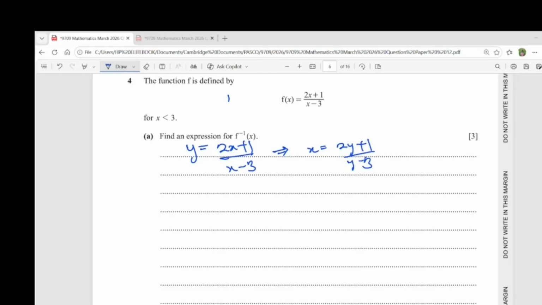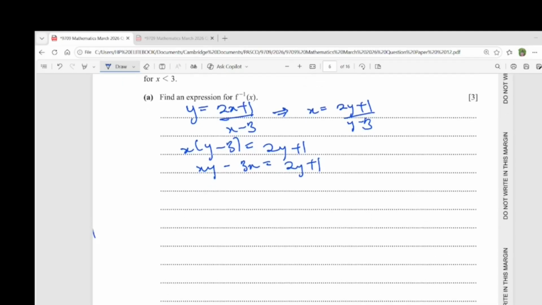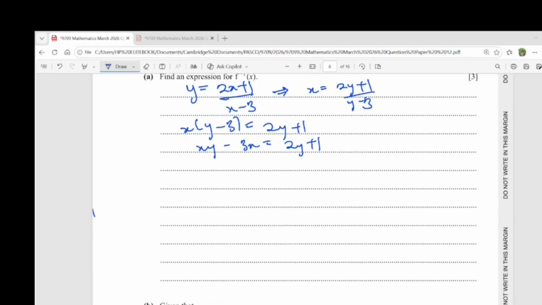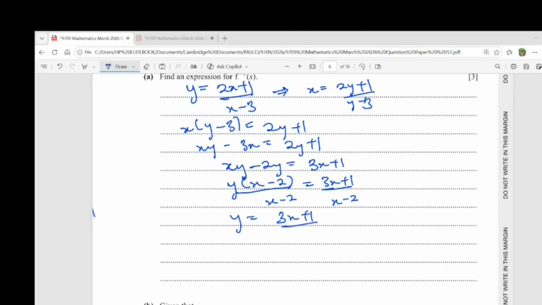We clear the fractions. So cross multiplication, x times y minus 3 is equal to 2y plus 1. Then we expand this: xy minus 3x is equal to 2y plus 1. Because we are trying to make y the subject, we put all y terms to one side and non-y terms to the other side. So all y terms come to the left. So we have xy minus 2y is equal to 3x plus 1. We factor out y since it is common: y times x minus 2 is equal to 3x plus 1. To make y the subject, we divide through by x minus 2 on both sides. So that's our y is equal to 3x plus 1 over x minus 2.